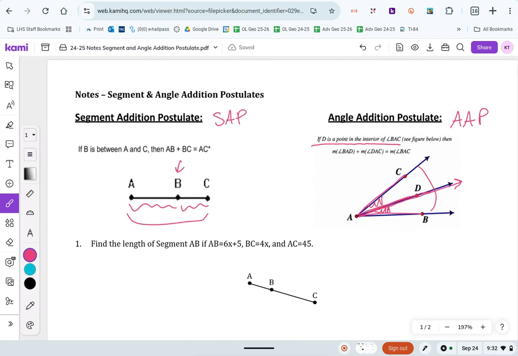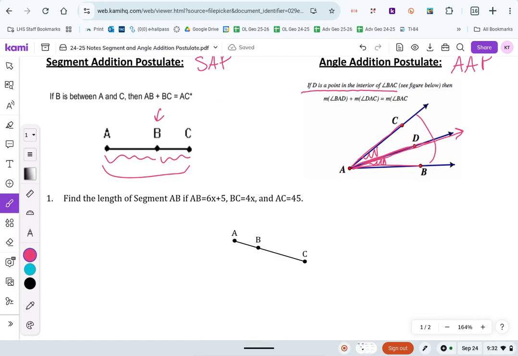Okay, so we're going to use those ideas to solve for some things. I actually bet you guys could try the first one because it was similar to our warm-up, so I'll let you work on this one and then we'll check it together.